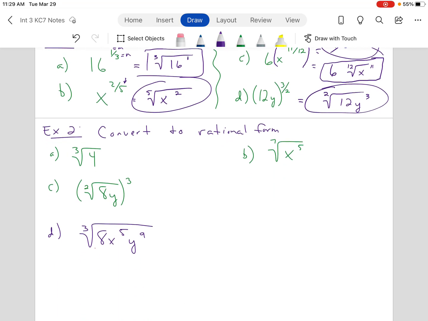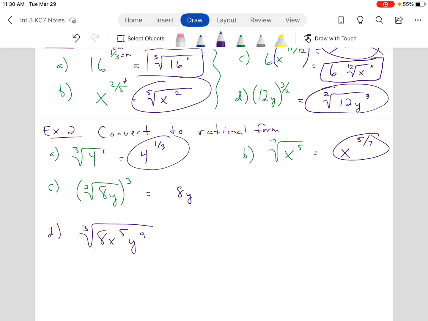All right, now we're going back the other direction. Now we're going to convert these examples into rational form, so our final answer is going to have an exponent that is a fraction. Letter A, I have the cube root of 4. I do not have an exponent here, but I need one. Remember, if there is no exponent written, it is an invisible 1. So this is really 4 to the 1/3 power, because my exponent becomes my numerator, my root becomes the denominator. And that's it. Letter B, I have x to the, my exponent is 5, index is 7, so 5 over 7.